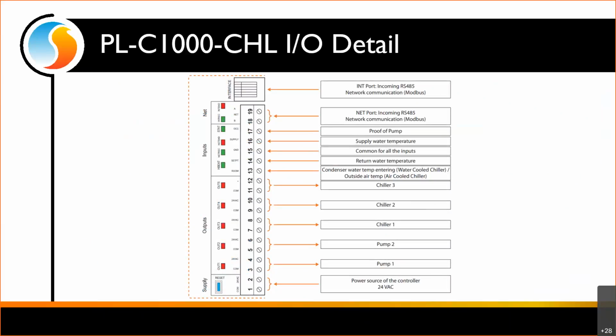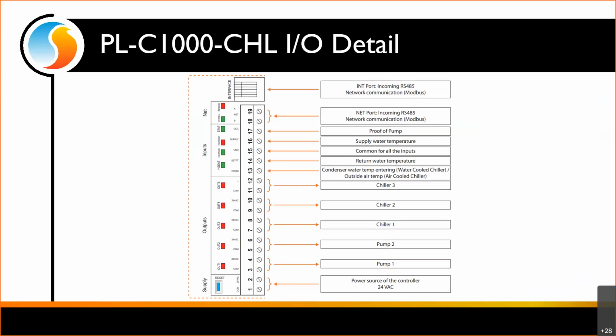Then you see our inputs. We've got our condenser water temp entering, so the entering condenser water temperature, if we're using this on a water-cooled chiller. Otherwise, that would be our outside air temp for an air-cooled chiller. Then our return water, that's going to be the chilled water coming back from the building that's been warmed up. We need to chill it back down.